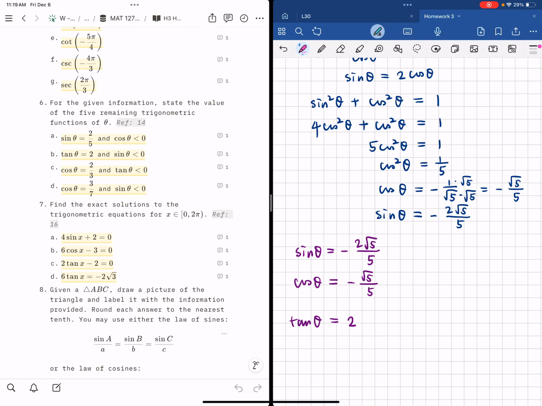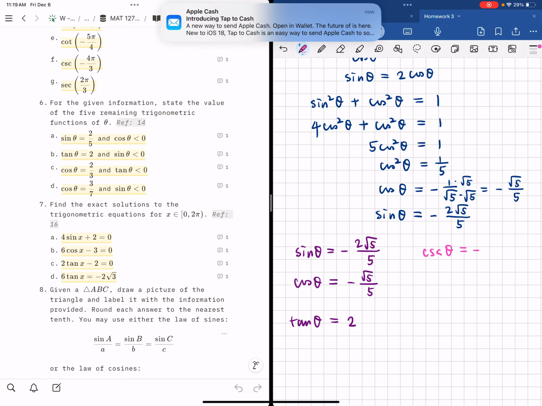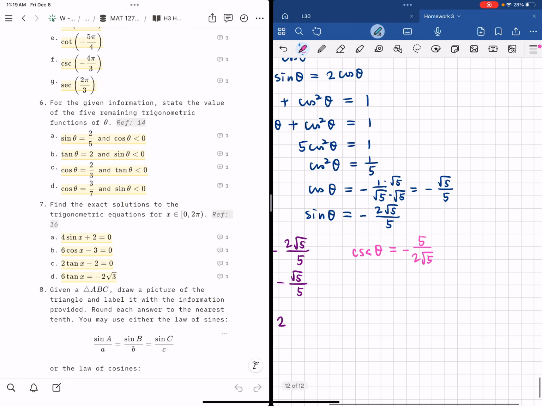And then we are going to do the reciprocals. So cosecant is negative 5 over 2 radical 5. So I'm going to rationalize this. It's going to give you negative 5 radical 5 over 2 times 5, which is 10. And then 5 and 10 have a common factor of 5. So essentially, it's negative radical 5 over 2.